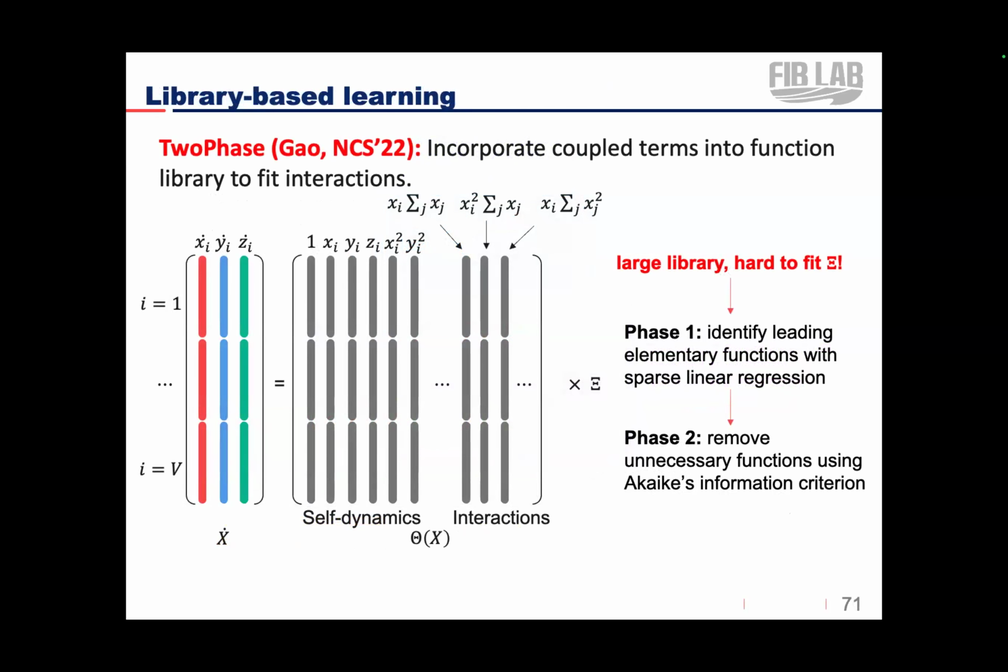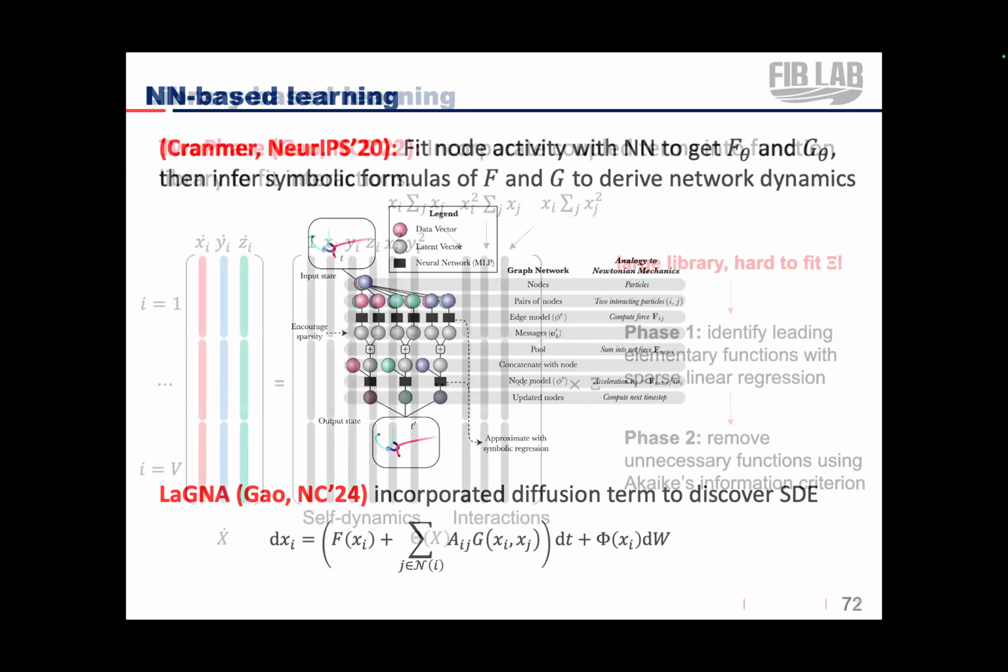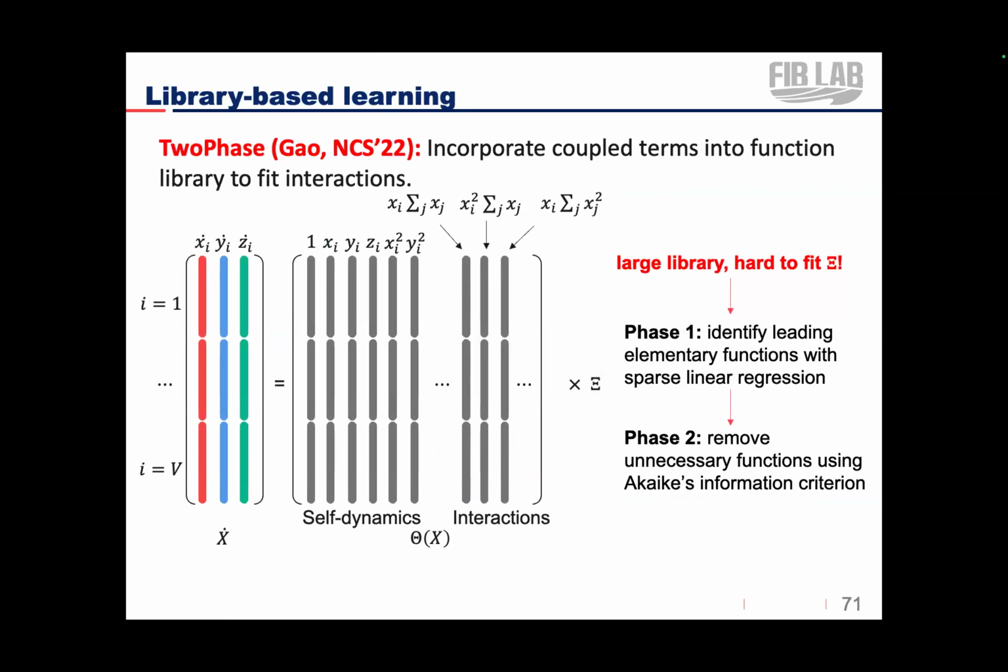In a paper published in Nature Computational Science, the authors first generate candidate functions for self and interaction dynamics, and then use sparse regression to select the most important ones. This reduces model complexity and ensures physical interpretability, making it ideal for systems where prior knowledge exists but needs data-driven refinement.